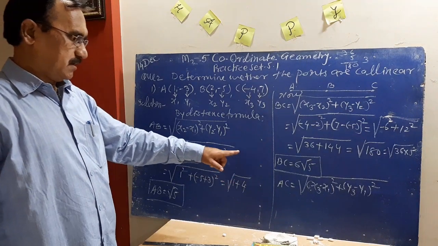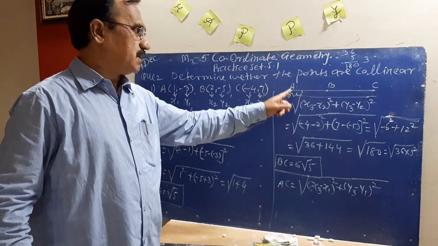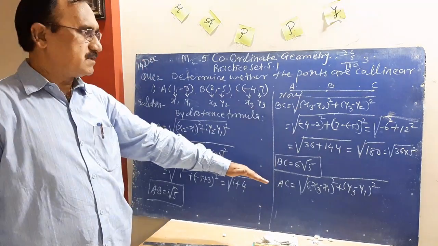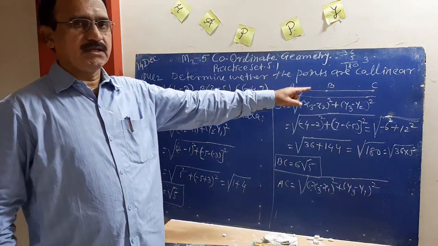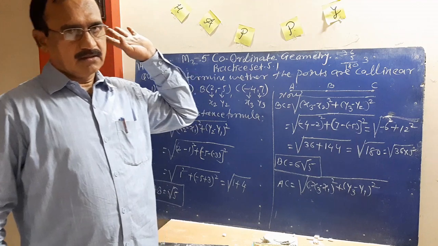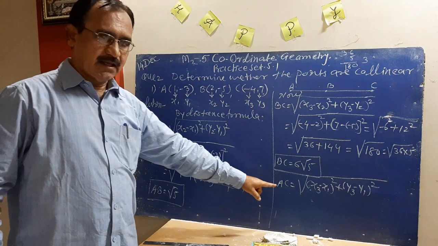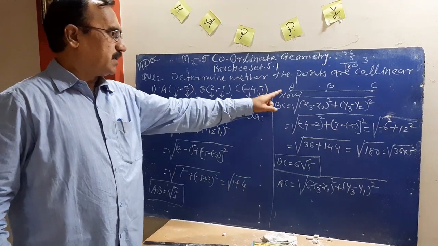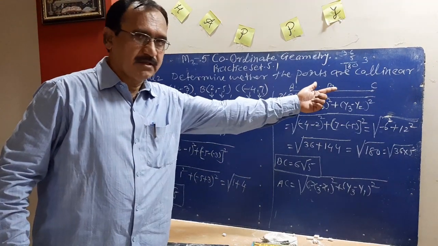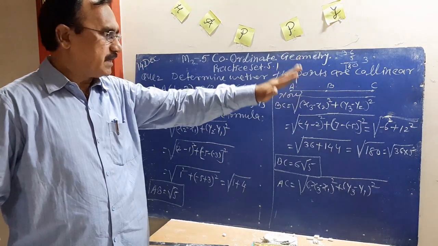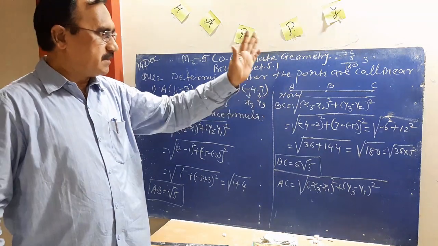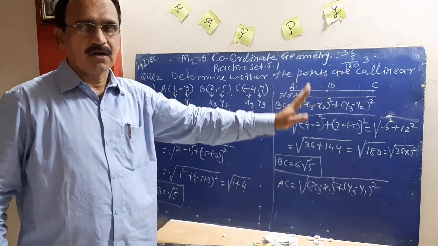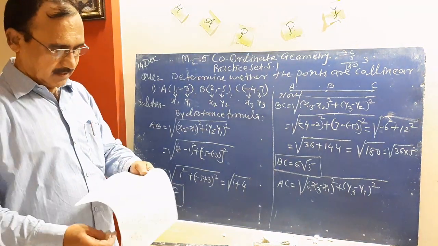And now if it satisfies the equation AC is equal to AB plus BC, then you write your final answer: points A, B, C are collinear. Got it? Find AC yourself. Then if AC is equal to AB plus BC after putting the values, and both sides are equal, then you can write your final answer: points A, B, C are collinear points.